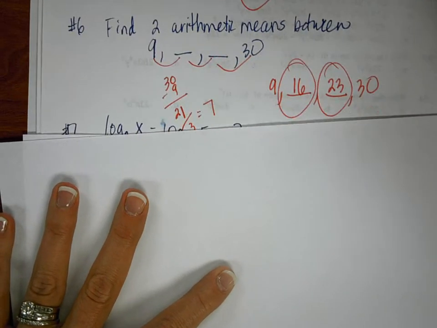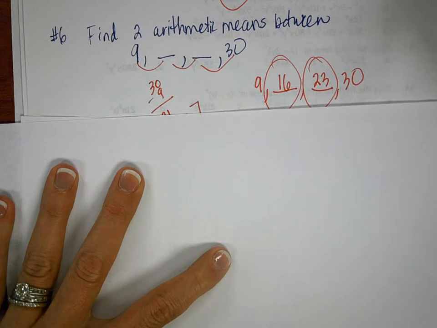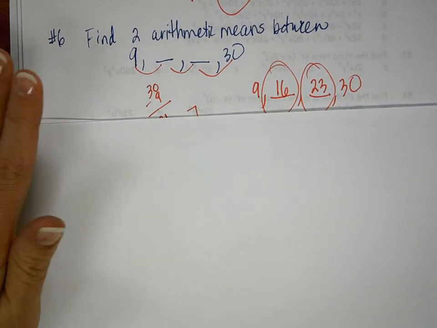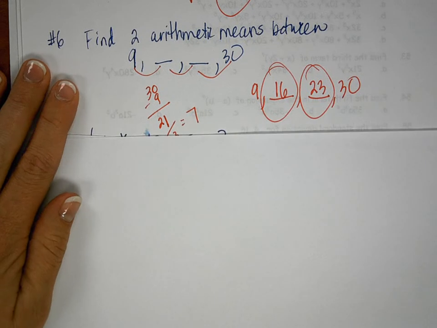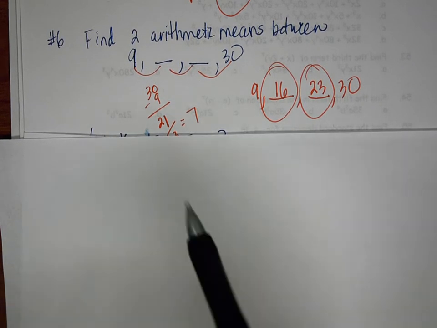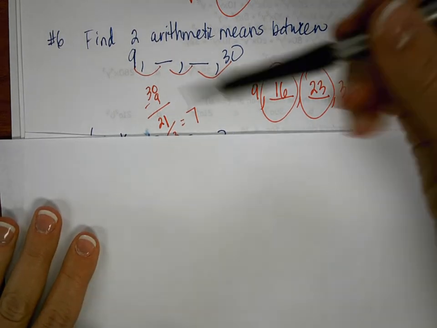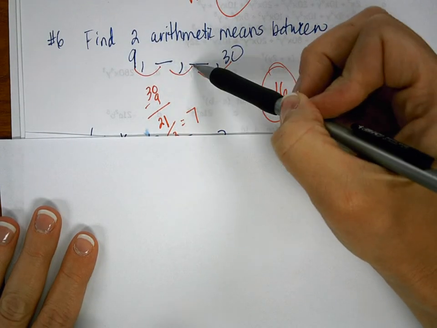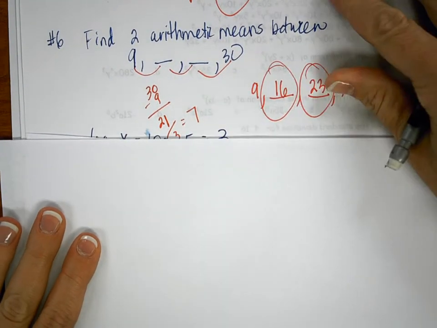Okay, 6. Find 2 arithmetic means between 9 and 30. So remember, what we do is we see, okay, well, how many numbers are in between 9 and 30? We find that by subtracting. 30 minus 9 is 21. Then we're like, how many times would we have to add? Well, we'd have to add 1, 2, 3 times. So I take 21 divided by 3 and we get 7.